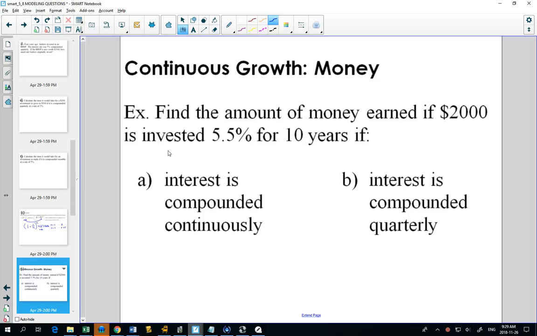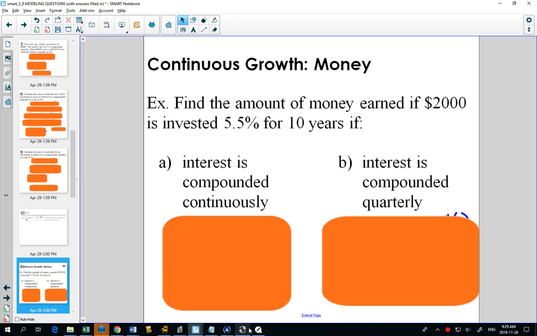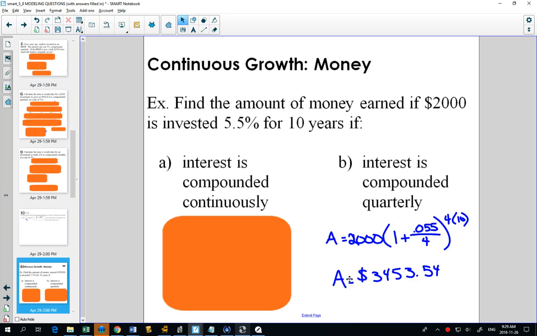So what we're going to do is we're going to do part B here first. If it was compounded quarterly, you could plug in all of those numbers: 5.5% interest, 10 years, compounded quarterly. You would get $3,453.54. So not bad. You would have made $1,453 in 10 years. That's pretty good.